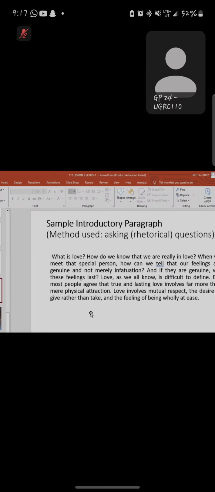Grace, okay. So the thesis statement here is, but most people agree that true and lasting love involves far more than mere physical attraction. Love involves mutual respect, desire to give rather than take, and the feeling of being wholly at ease. Thank you. You're welcome. What do you also think?